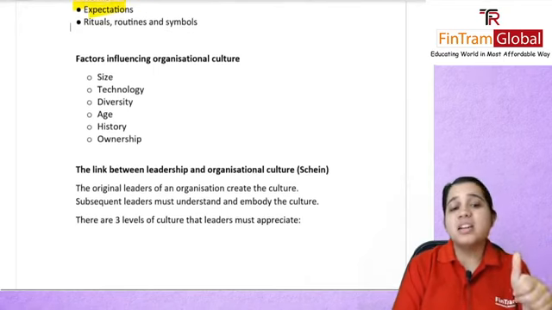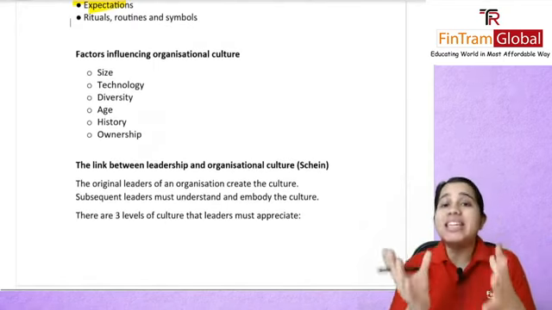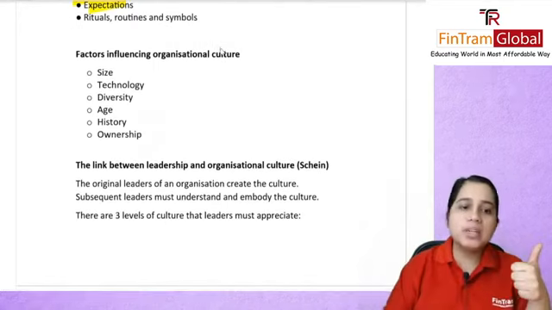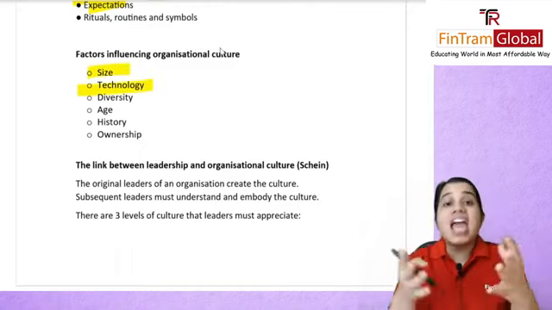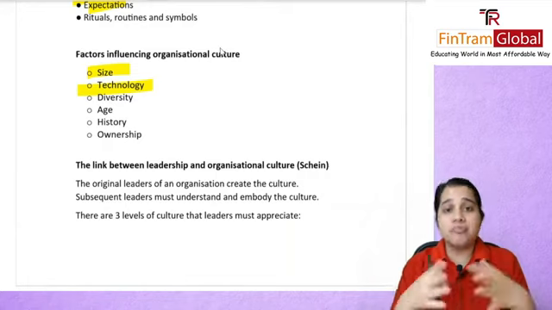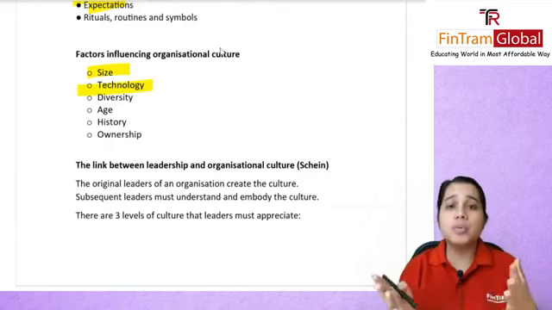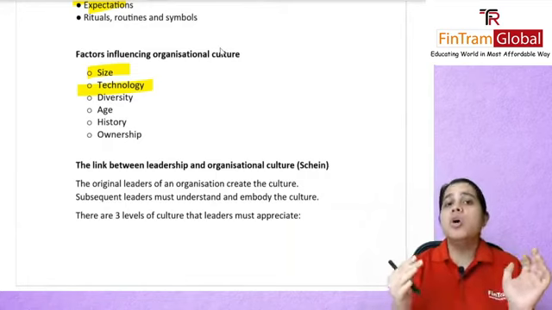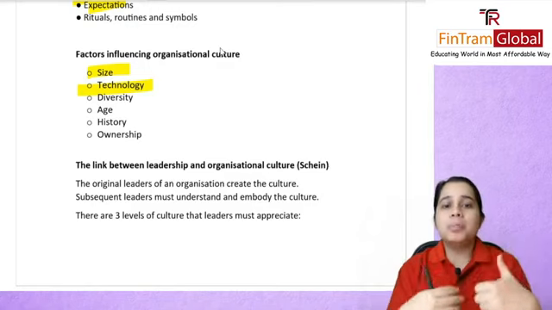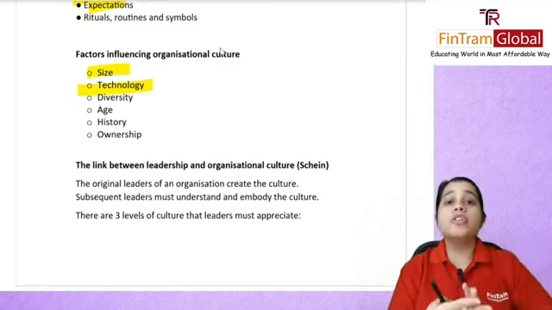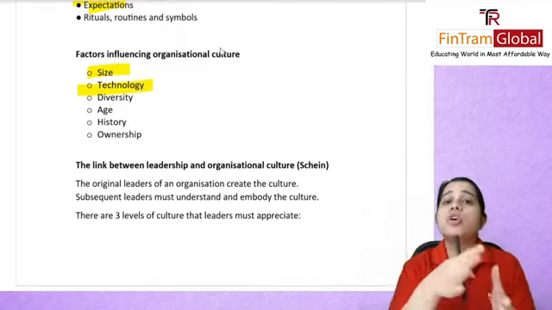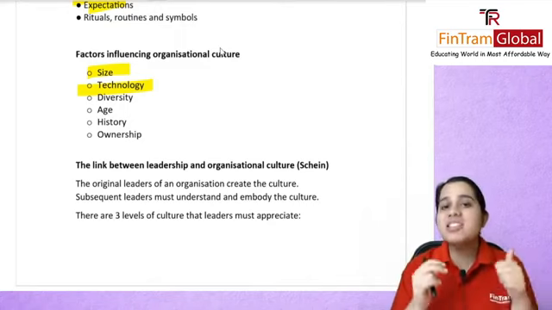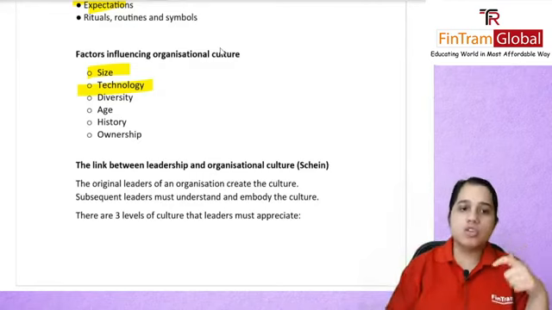So what are the factors which could influence an organization's culture? The size will matter. The technology, what type of technology you use. How diverse is your organization? Do you have people from various parts of the world, or do you recruit people from only one particular country, nationality, or religion? Then of course you are not so diverse, and probably your culture will also be different as opposed to a diverse organization.